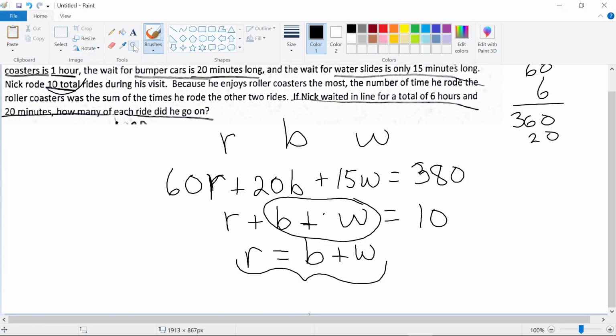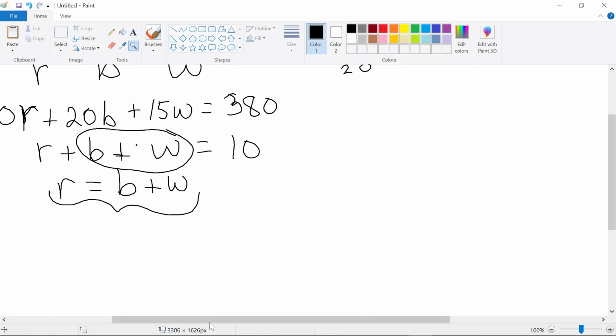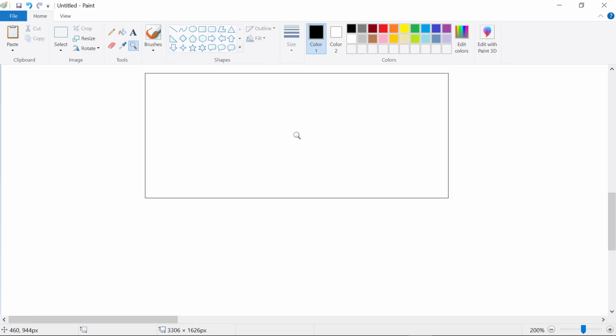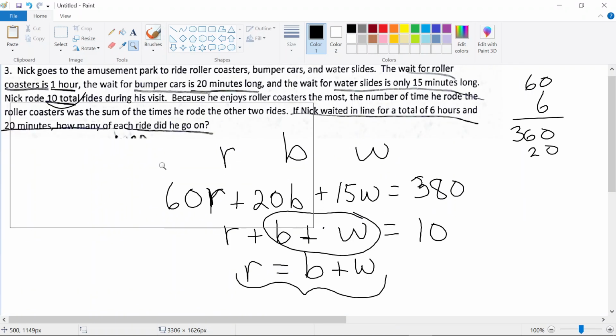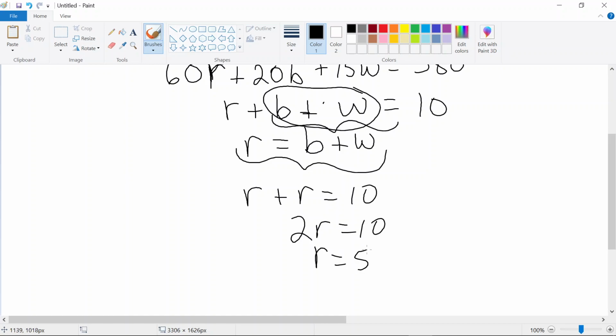So let me get some more room here. I'm just putting right here, I'm going to put R, and I just zoomed in instead of wrote. So right here, I'm going to put R for that B plus W. R plus R equals 10. 2R equals 10. R equals 5. Solving for R. So now I know 5 times on the roller coaster, still don't know bumper cars, still don't know water slide.